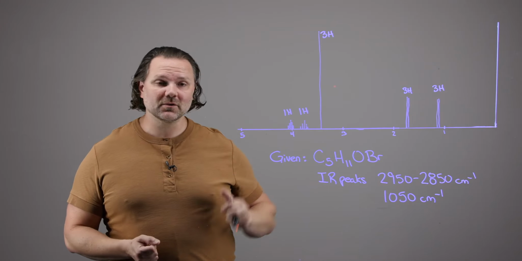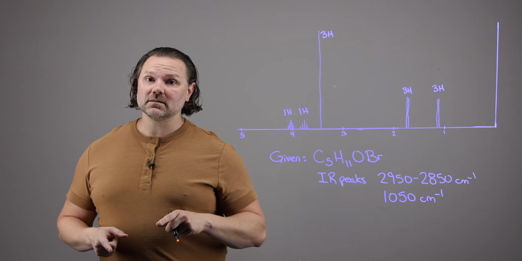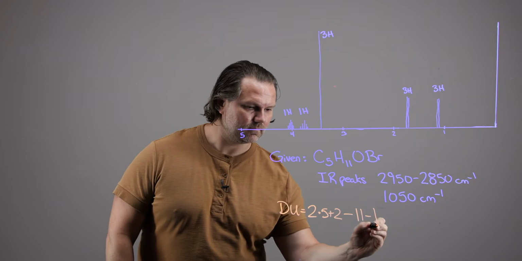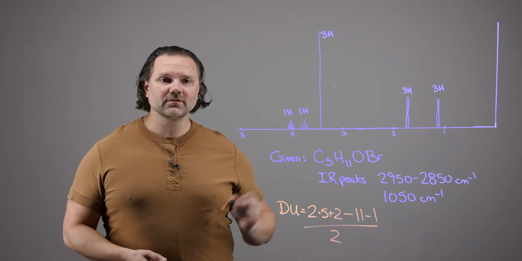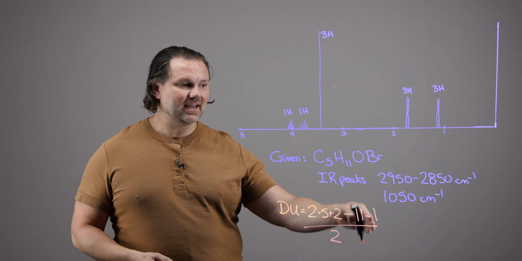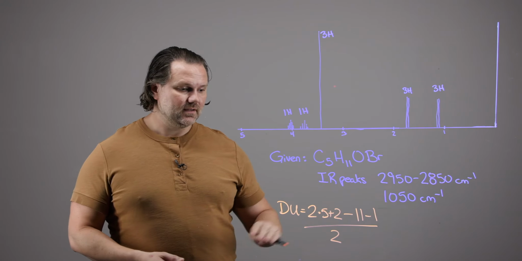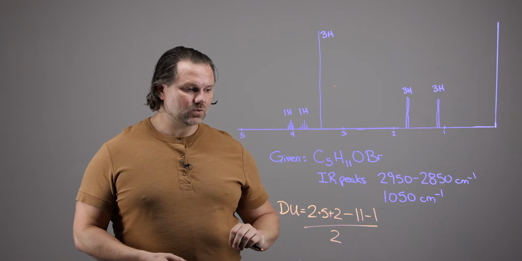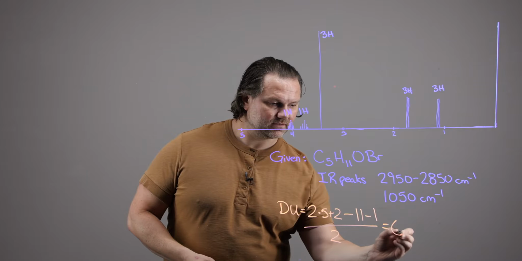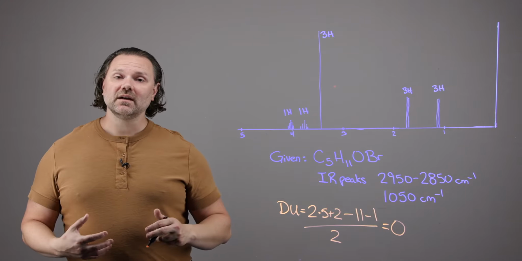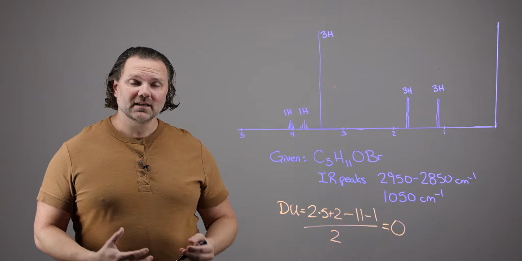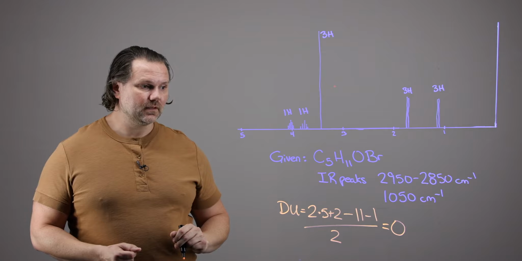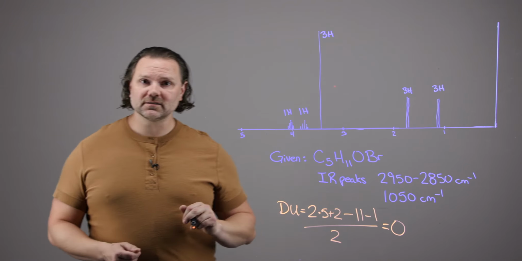So now that we have our chemical formula to start us off, we're going to determine the degree of unsaturation. We have 5 carbon atoms, 11 hydrogens, and we also have a halogen, the bromine. So we have 10 plus 2 is 12. Subtracting 12 gives us a degree of unsaturation of 0, that there are no double bonds and no rings in our unknown compound.